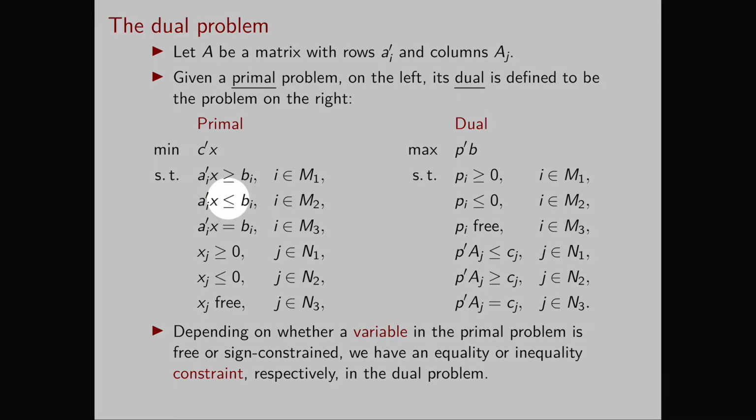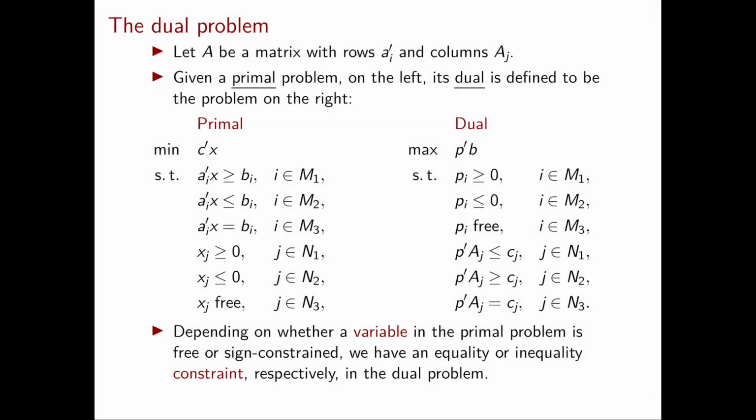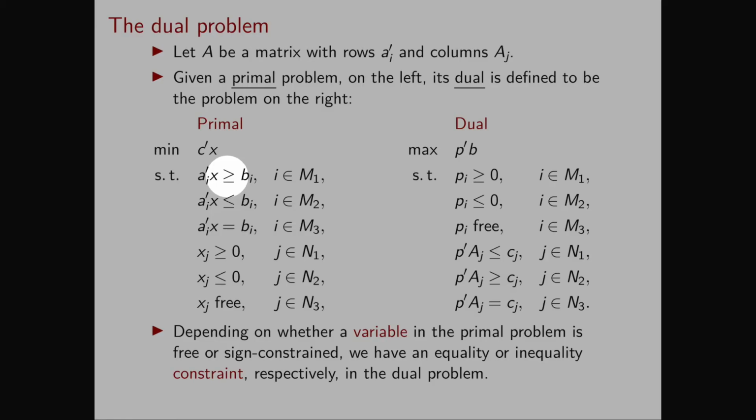Finally, note that the inequalities of the form less than or equal to in the primal, which we just discussed, behave in a symmetric way with respect to the inequalities of the form greater than or equal to. In fact, the inequalities of the form greater than or equal to give rise to non-negative variables, while the inequalities of the form less than or equal to give rise to non-positive variables.